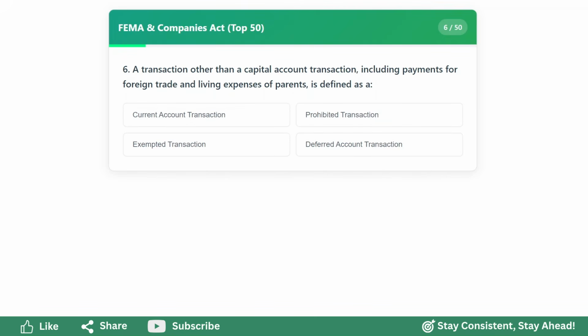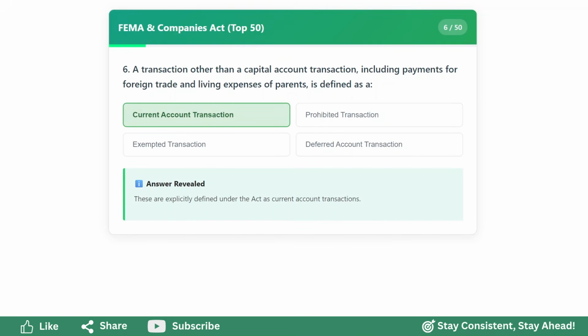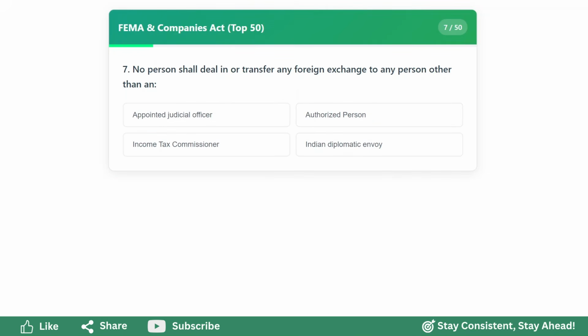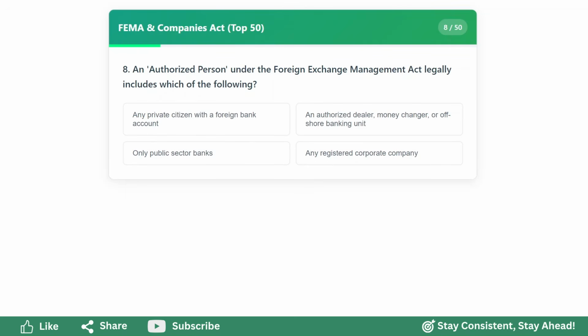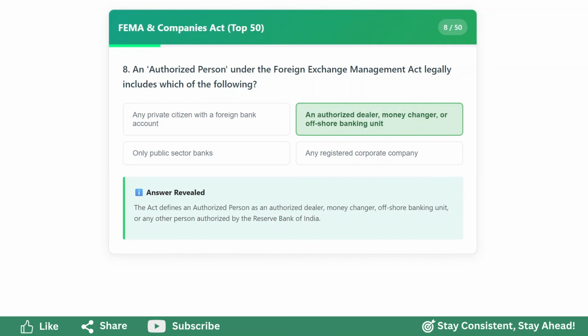A transaction other than a capital account transaction, including payments for foreign trade and living expenses of parents, is defined as a current account transaction. No person shall deal in or transfer any foreign exchange to any person other than a authorized person. An authorized person under the Foreign Exchange Management Act legally includes which of the following? An authorized dealer, money changer, or offshore banking unit.